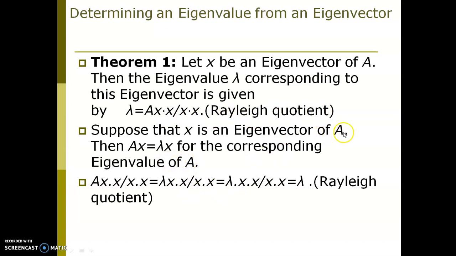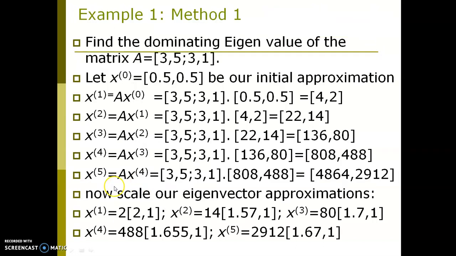Suppose that x is the eigenvector of A, then Ax is equal to lambda x, where lambda is the corresponding eigenvalue of A. This can be calculated by using this expression, which is called the Rayleigh quotient. So first we need to obtain the Ax into x value, and then we can obtain lambda, which is the dominant eigenvalue for the corresponding dominant eigenvector.